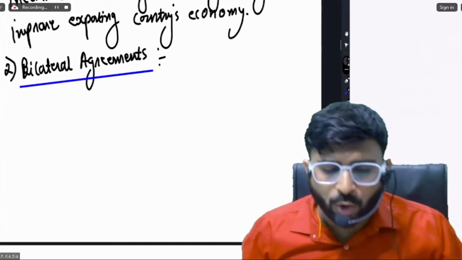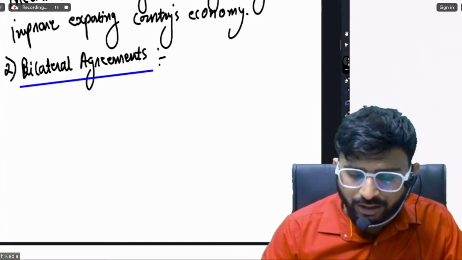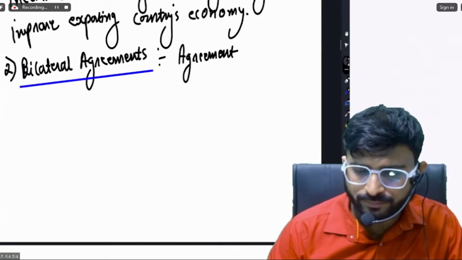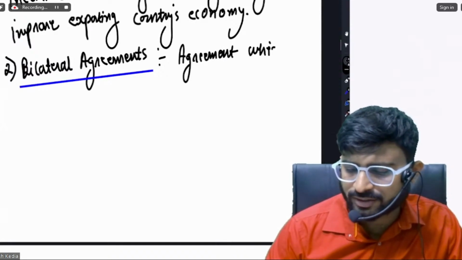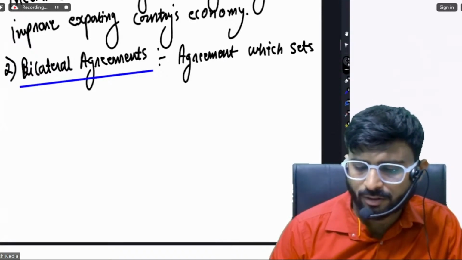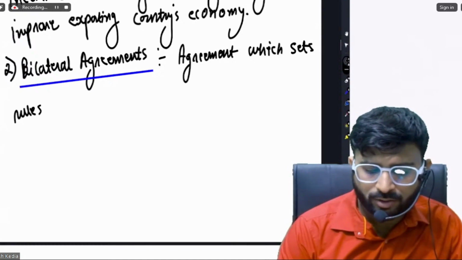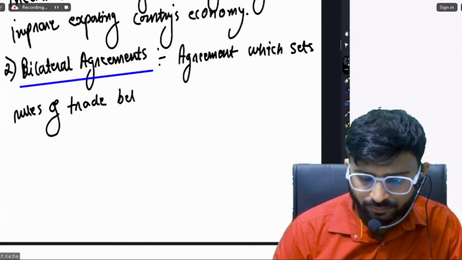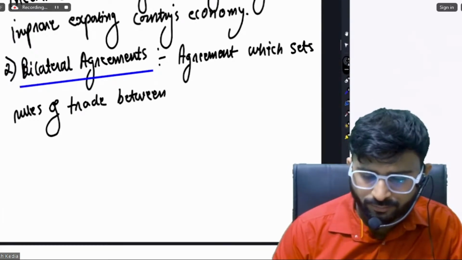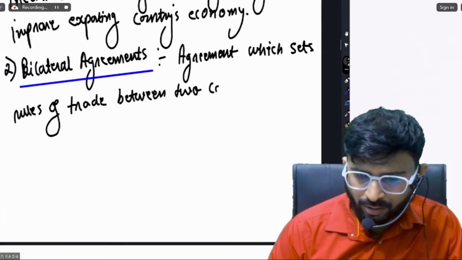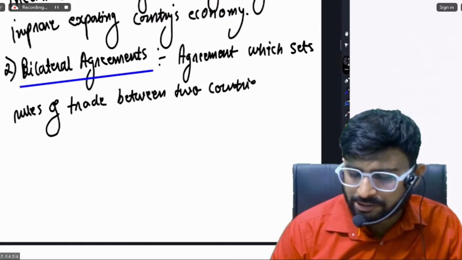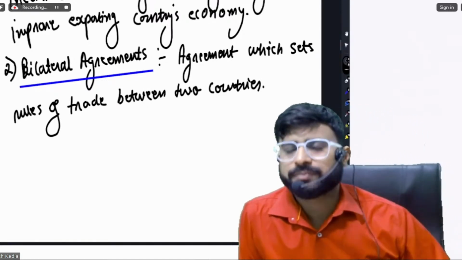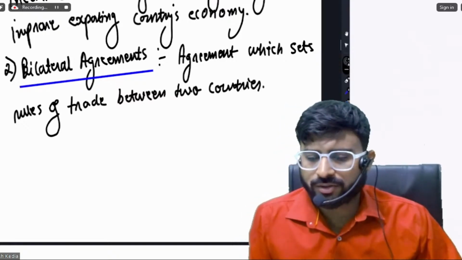Okay, so let's write it down. Bilateral agreement: an agreement which sets rules of trade between two countries.